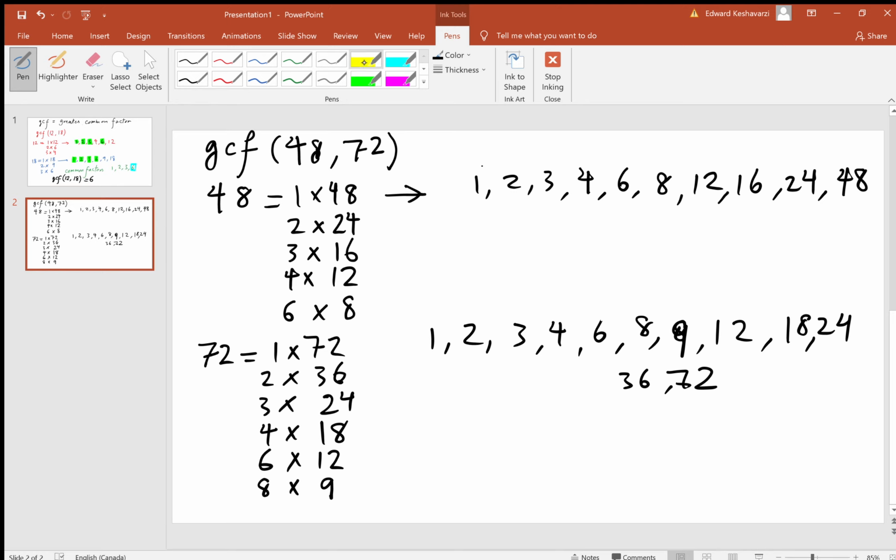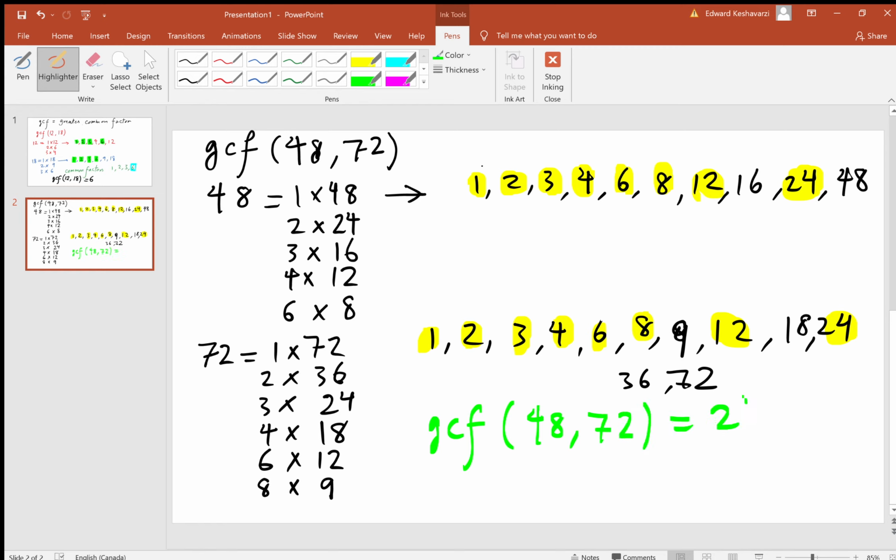Now let's mark the common factors. 1, 2, 3, 4, 6, 8, 12, and 24. Yeah, 24 is the largest or greatest common factor. Therefore, I'm going to finish up this example by writing GCF of 48 and 72 equals 24.